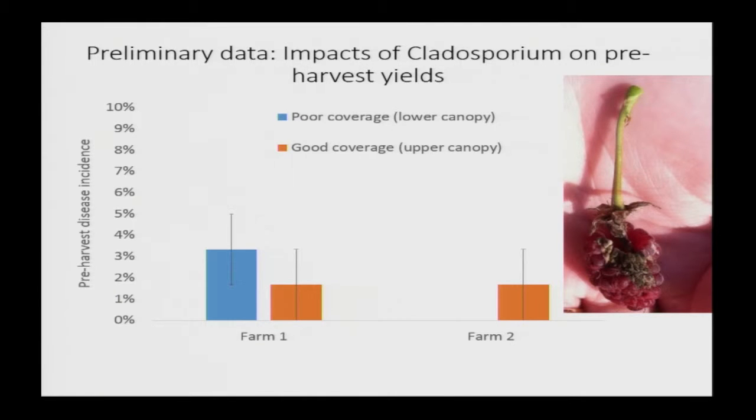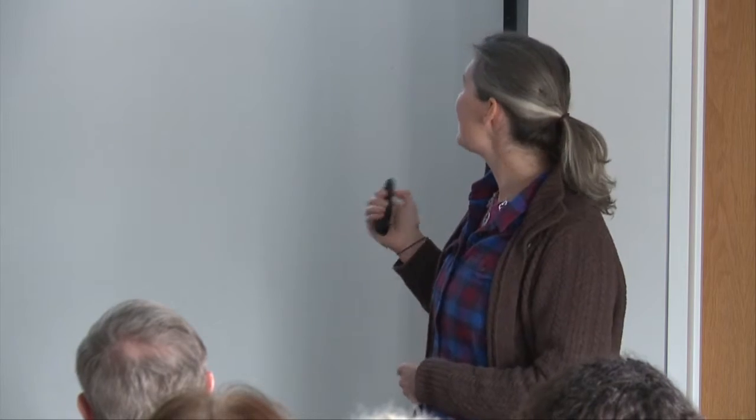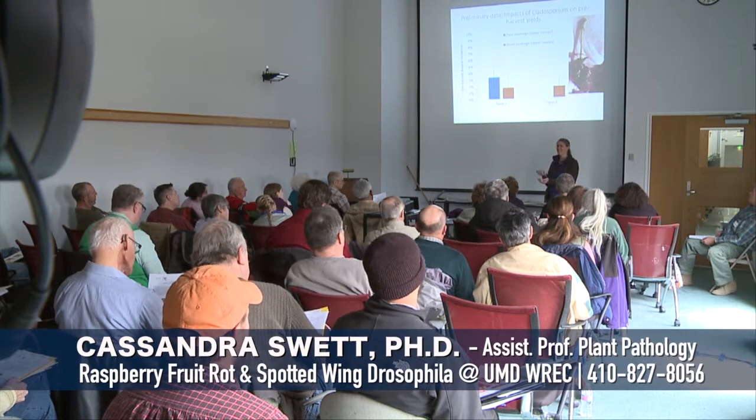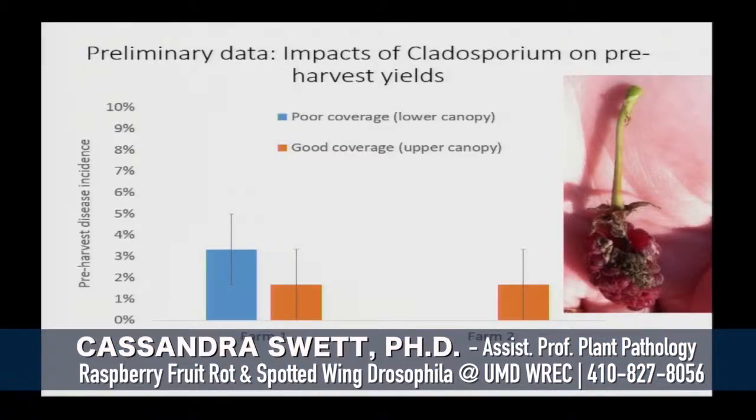So the only challenge with us interpreting this is that there was a lot of Botrytis out there, and what we found was that these berries that had the cladosporium often would get rapidly colonized by Botrytis. And so we're looking at this fruit and we're like, is it cladosporium with Botrytis, or is it just Botrytis? It was really hard to tell sometimes. So these numbers are probably a little lower than reality.